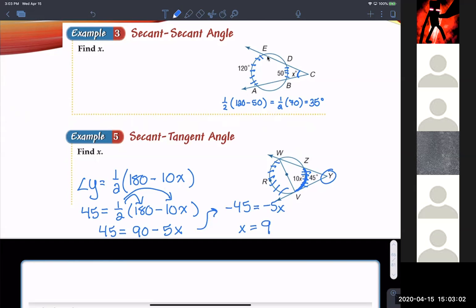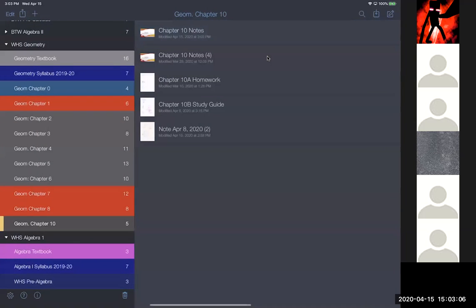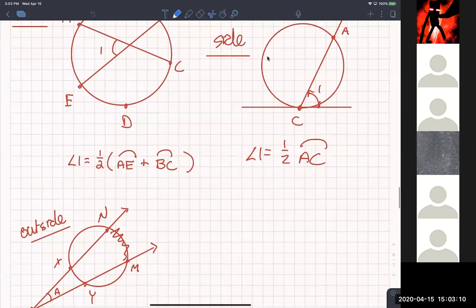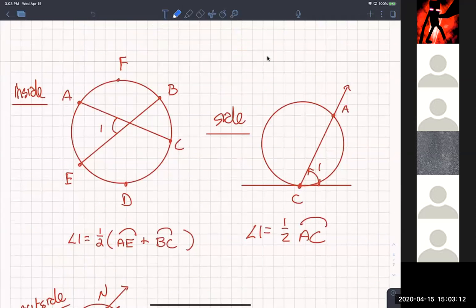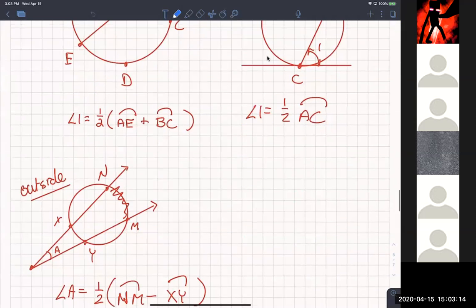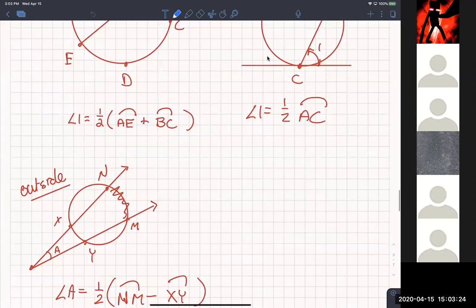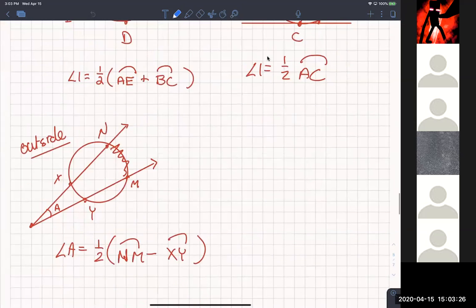Again, you have to remember there's only 3 relationships that you need to basically memorize. Whether the angle is on the inside, on the side, or on the outside of the circle. If it's on the inside, it's 1/2 times the sum of the arcs. If it's on the side, it's 1/2 the intersected arc. And if it's on the outside, it's 1/2 times the difference of the big one minus the small one.